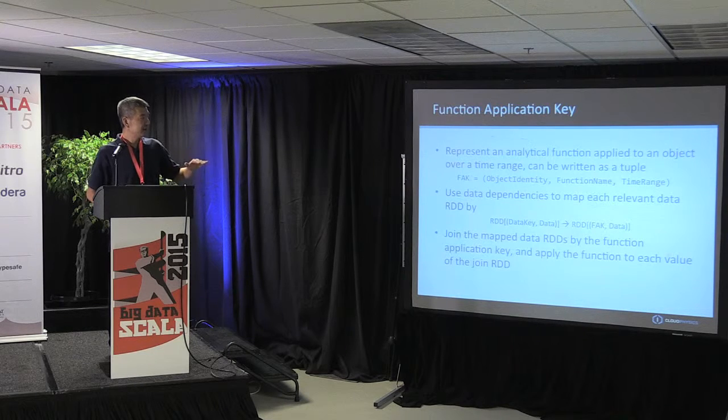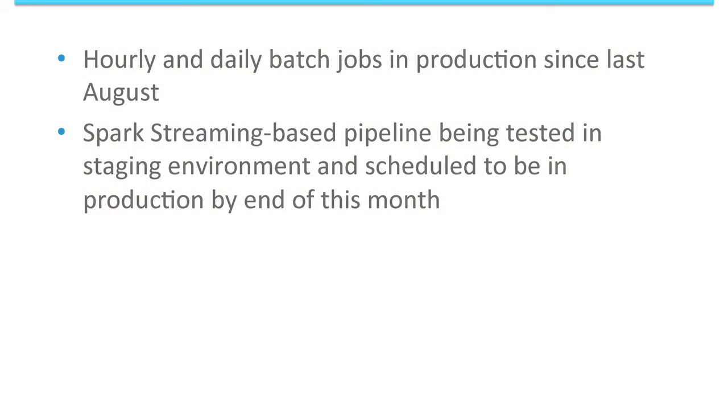Then we can use the data dependencies for this function to map each data RDD from being keyed by the name of the data to the function application key, and then we can join the different data RDDs by this function application key. The resulting value in the join will have all the relevant pieces of data that need to feed into the particular function application. Right now, this still feels a little convoluted, but it gives us a systematic way to structure our analytics workflow, both in terms of batch analysis and streaming.